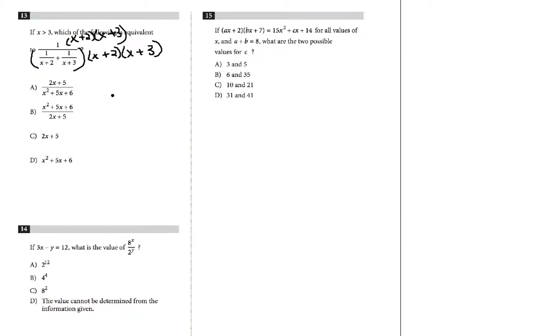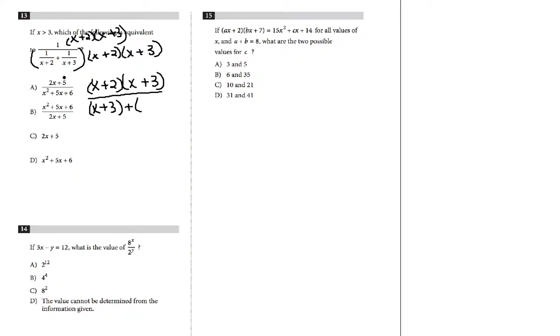Not a real difficult problem. This is definitely an algebra 1 problem. So let's just simplify it. If we take 1 times x plus 2, x plus 3, we're going to get x plus 2 times x plus 3. That's your numerator. And what's going to happen is the x plus 2 is going to cross out with this x plus 2. So the first term is just going to be x plus 3.